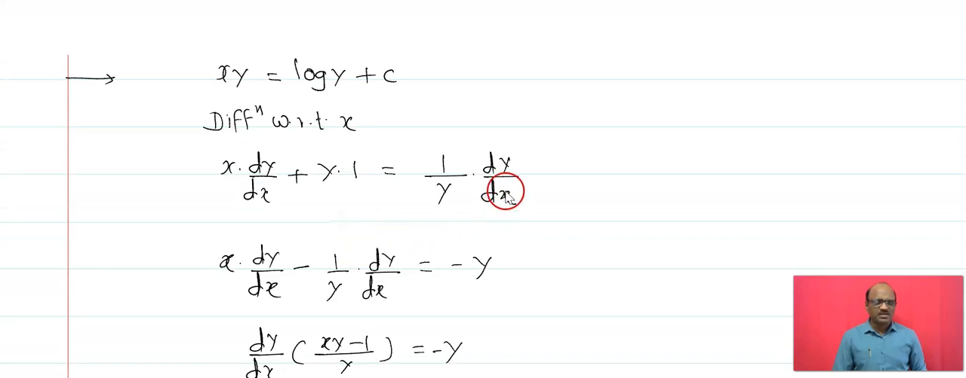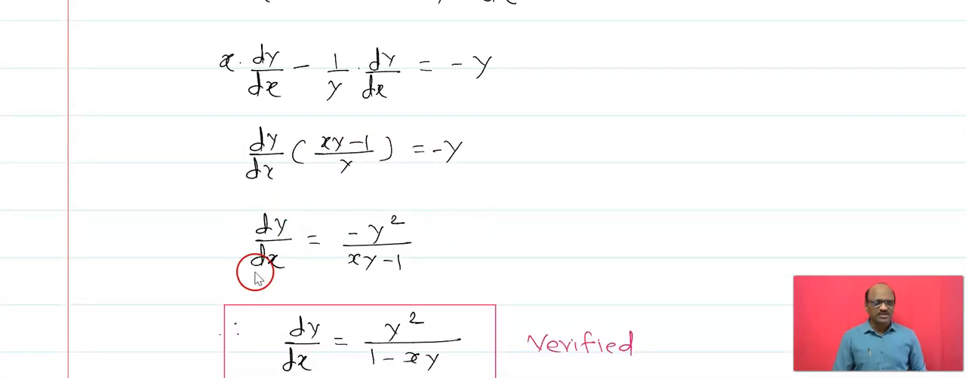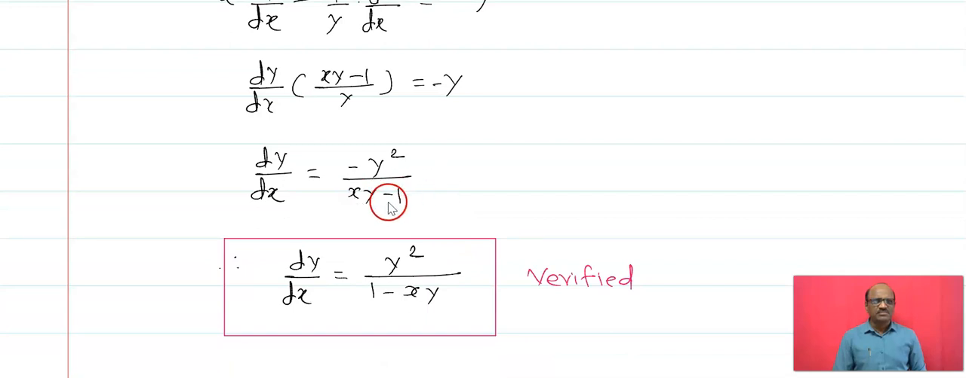Therefore, take the terms of dy by dx on the left hand side, that is x into dy by dx minus 1 upon y into dy by dx, that's equal to minus y. Take dy by dx as common, then in the bracket you will get x minus 1 upon y, and if you simplify it, you will get xy minus 1 upon y, that's equal to minus y, and that's why dy by dx is equal to minus y square upon xy minus 1. If you take the minus sign from the denominator, then this minus will become plus, and therefore dy by dx is equal to y square upon 1 minus xy, and hence the solution is verified.